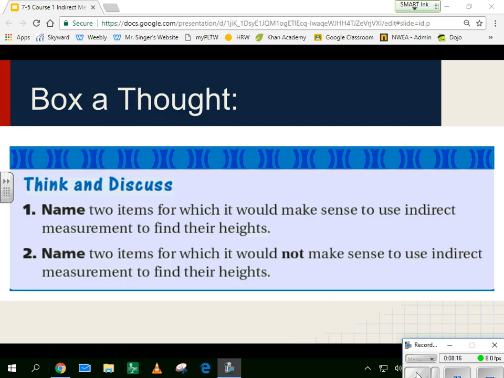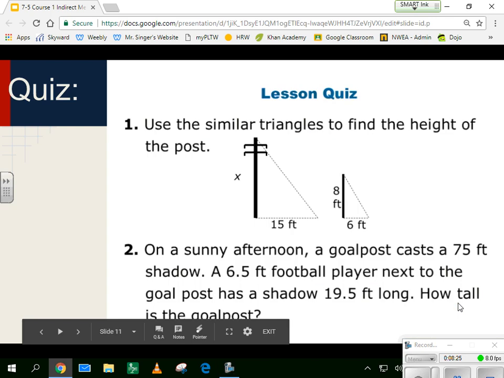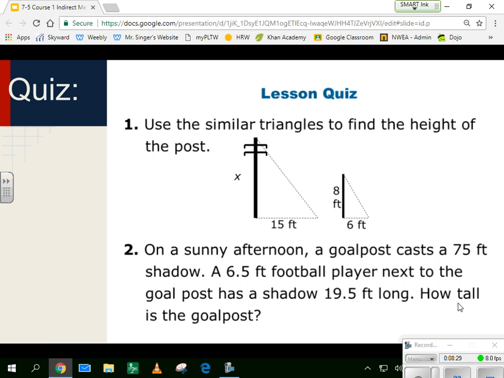Here we are with the box of thought. Got 2 problems that you need to be able to explain, showing me your understanding of indirect measurement. And here is your quiz. 2 problems. First one, you're looking at the picture. The second one, you may have to draw a picture to be able to solve it.